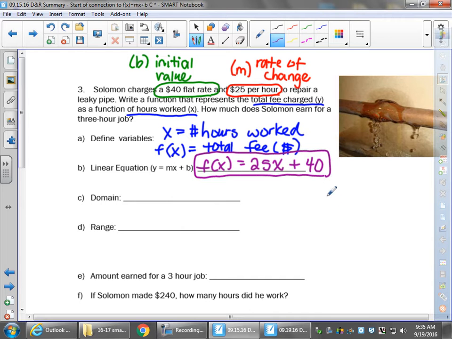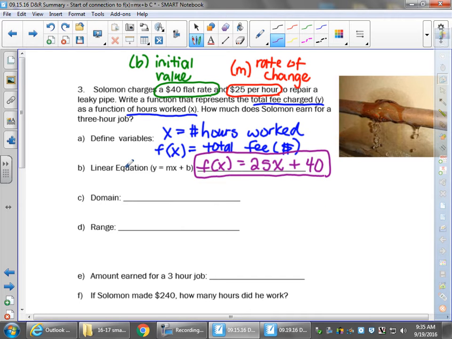I got some great questions on Remind yesterday about this, and I saw some people were trying to force there to be a number right here. X has to be there for it to be a complete mx plus b setup. So we're only plugging in a value for m and for b. Fantastic. Now that we have our model, we'll put that to the side for a second.